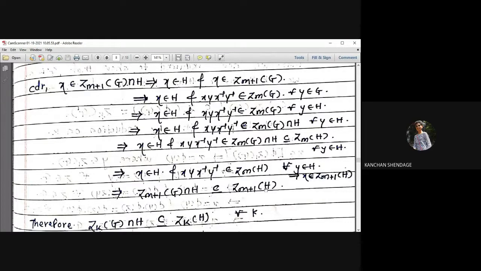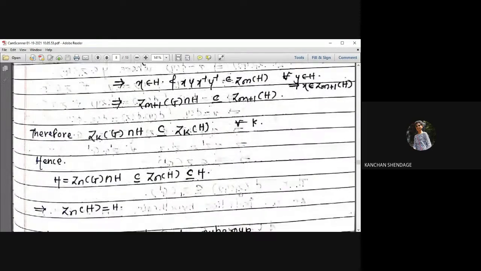By using the mathematical induction, we proved that. Okay, therefore we can write like this: Zk of G intersection H is contained in Zk of H. Okay, hence for all k, म्हणजे मॅथमॅटिकल इंडक्शन प्रमाणे तुम्ही काय केलेलं आहे? प्रूव्ह केलंय. Hence H is equal to Zn of G intersection H is contained in Zn of H. But Zn of H is always contained in which is subset of, कोणाचा सबसेट असणार? तो H चा सबसेट असणार ना.